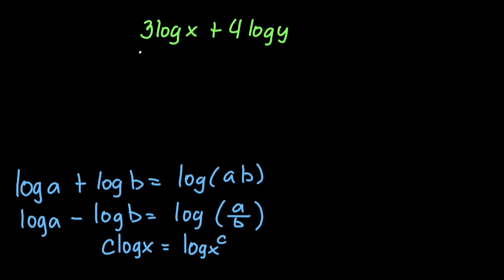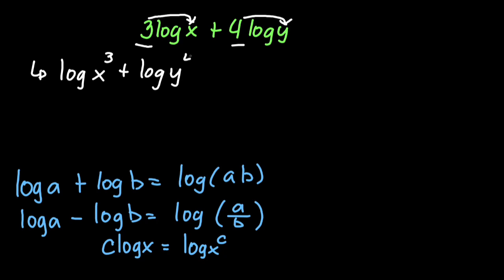For this, 3 log of x plus 4 log of y. When dealing with a problem like this, the first step would be to simplify it. So we can put 3 as an exponent and 4 also as an exponent. So this would be log of x to the power of 3 plus log of y to the power of 4. And now we can solve this according to this property. And so your final answer here would be log of x to the power of 3 multiplied by y to the power of 4.